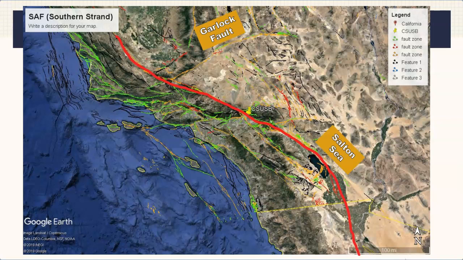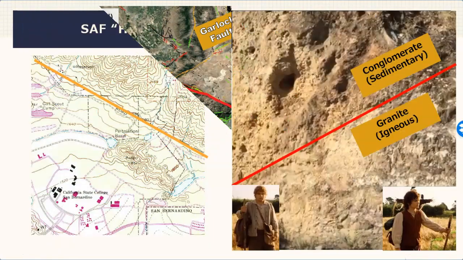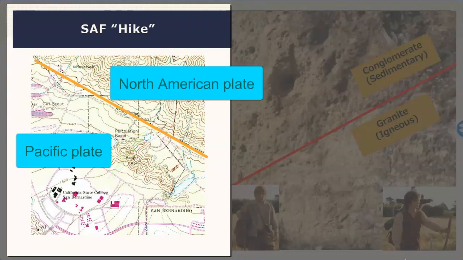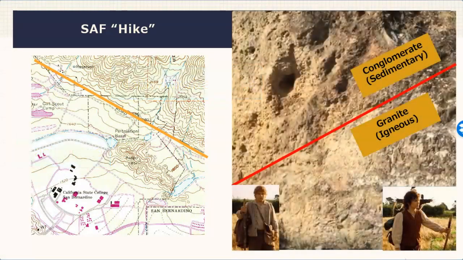In the map on the left, you see our Cal State San Bernardino campus and a golden line to the northeast of campus. This line marks the boundary of the Pacific and North American plates. It is the San Andreas Fault, and yes, it is very close to campus. Usually we hike there during lab. It's just about a mile up from the campus.